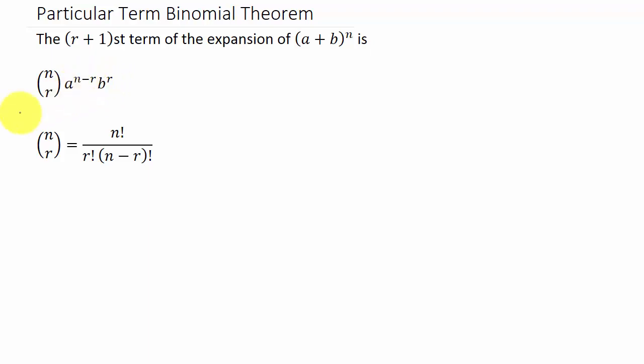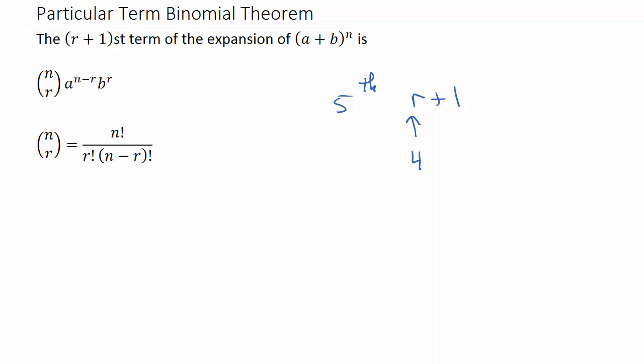Okay, so you've got to pay real close attention here, because if they ask you to find, say, the fifth term, remember, the 5 is r plus 1. So what would r be? r would be 4. And so we would plug 4 into our formula here. That's where you've got to pay close attention.